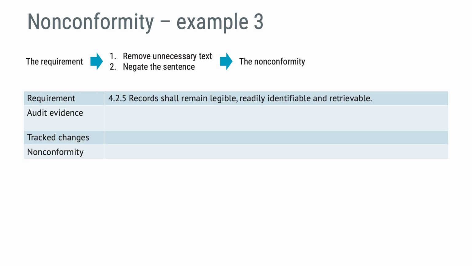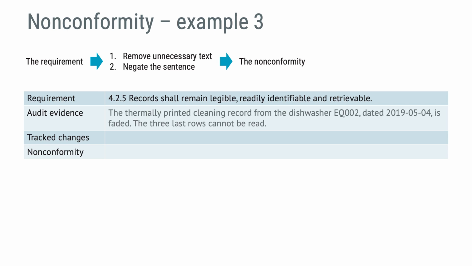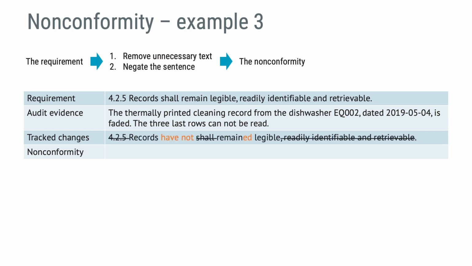Next example is from 4.2.5 and relates to records. They shall remain legible, readily identifiable, and retrievable. During the audit, you notice that the thermally printed cleaning record from the dishwasher equipment 002 from 4th of May 2019 has faded, and that the last 3 rows cannot be read. As always, we start with the requirement, remove the section number, add the "have not" and remove the irrelevant words. This leaves us with a very short nonconformity, which is that records have not remained legible. It's as simple as that.